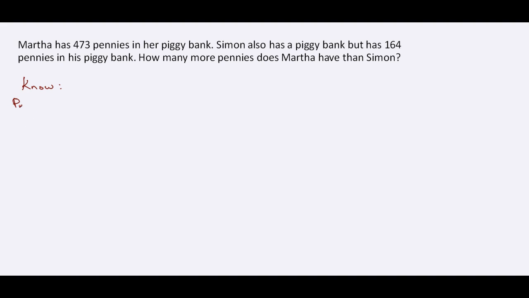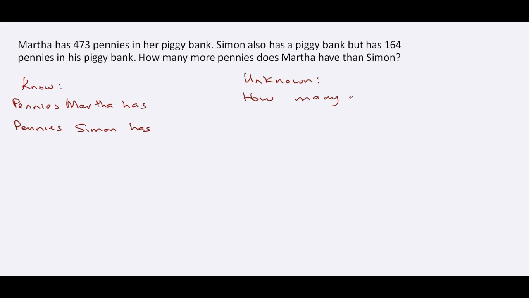We know the pennies Martha has. We also know the number of pennies that Simon has. But what we don't know, the unknown here, is how many more pennies Martha has than Simon. Now we need to identify a keyword that leads us to subtraction, if any. So we're looking for how many more. This is the keyword that leads us to a subtraction.